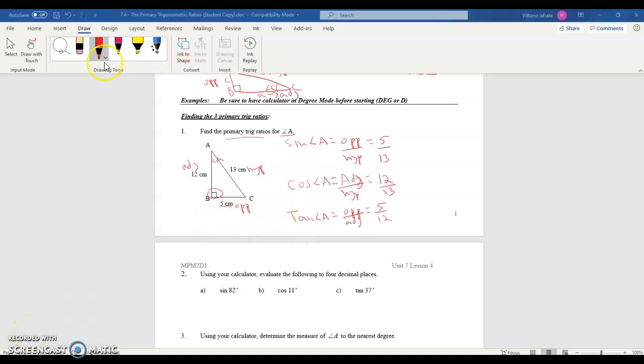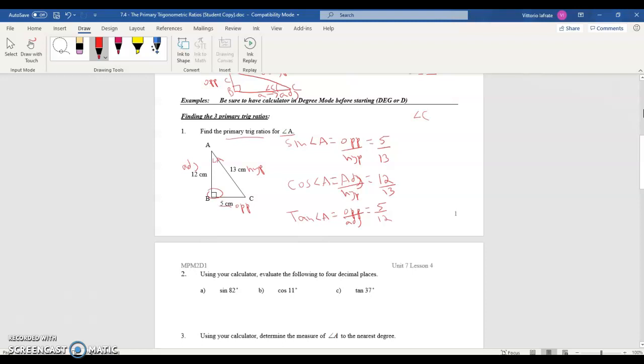This is 7.4, part 2. We're going to do a few more examples with the trig ratios. In the last video, we had seen the trig ratios for angle A. I'm just going to redo the example, but for angle C this time. So we're just going to do it for angle C.